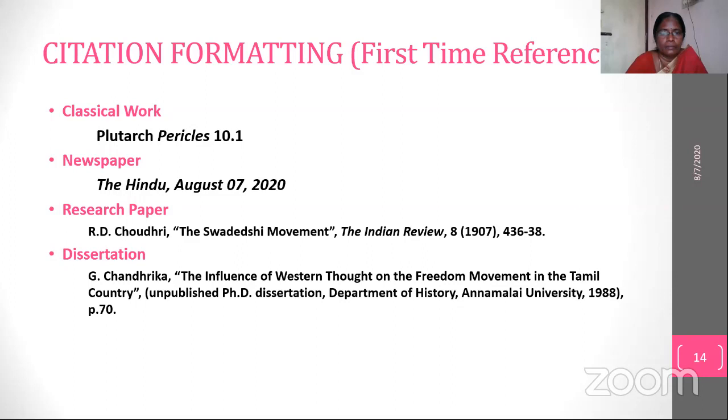Double quotation, not bracket, double quotation. So the article title is given within the double quotation, and the name of the journal is given in italics. This is the difference. In the case of a book, the name of the book is italicized. In the case of a journal, the name of the journal is italicized. So this is the difference.